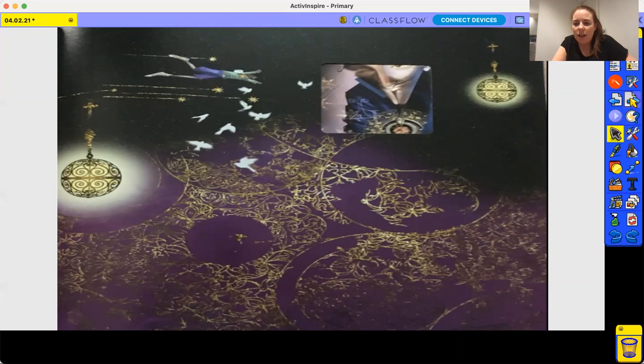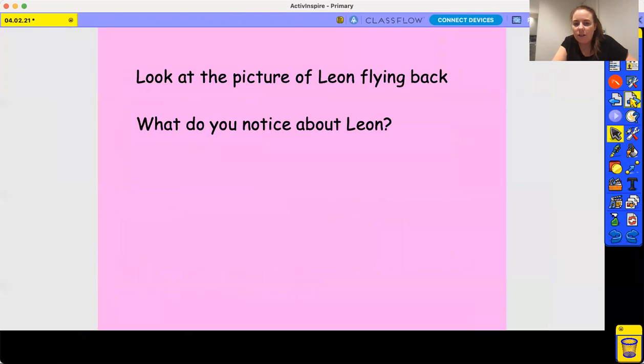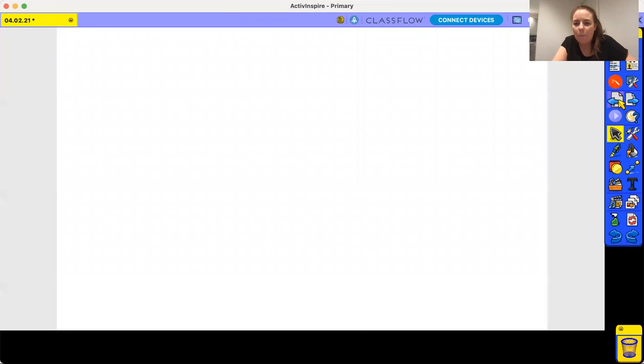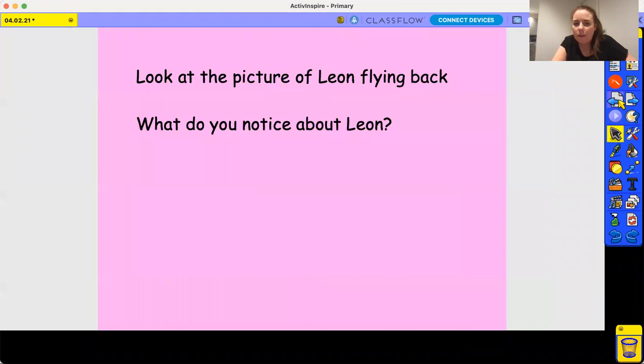Okay, why do you think Leon has chosen to take the rabbit with him? Okay, he said he's very lonely. He'd always been left there, so it's almost like Leon had taken him under his wing, hadn't he?